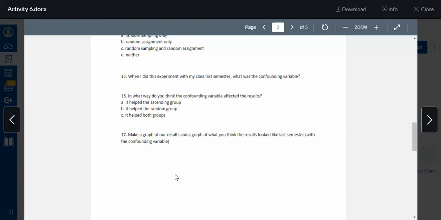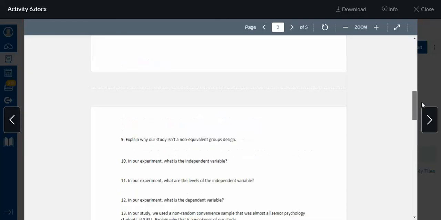Yeah, and if you don't want to make a bar graph, I would be okay with it if you just gave me a table where you say something like this semester the mean of ascending equals blank, the mean of random equals blank, and then last semester the mean of ascending equals blank, the mean of random equals blank. That's fine too, as long as you can have a side by side comparison of the two results.